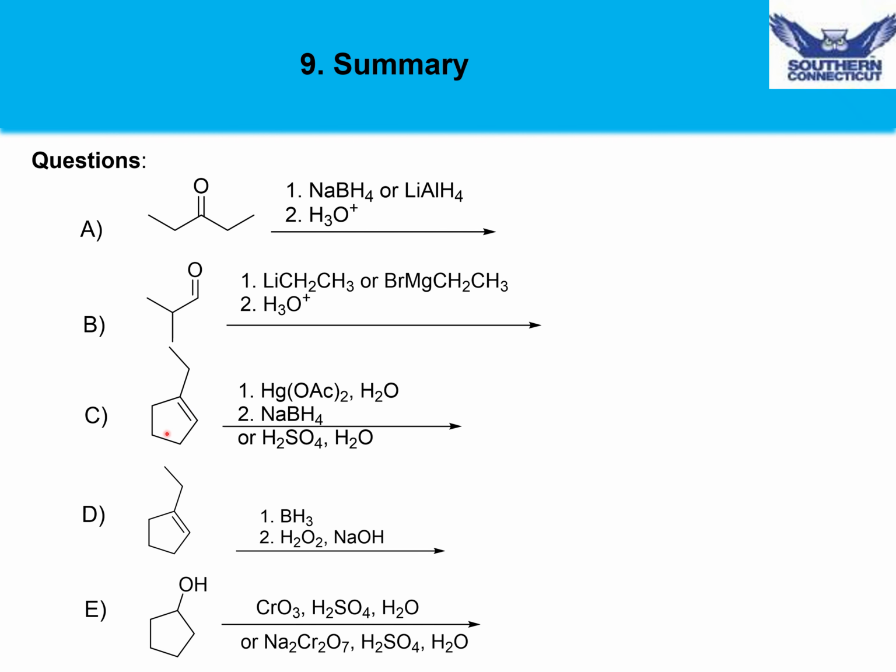The third reaction involves mercury diacetate and water. In a second step, sodium borohydride is used. Alternatively, we can use a mixture of sulfuric acid and water to do the same reaction. The fourth reaction shown here is an alkene under hydroboration, which uses borane followed by hydrogen peroxide and sodium hydroxide. And then lastly, a secondary alcohol is mixed with chromic acid, whether using chromium trioxide or sodium dichromate to do the reaction.